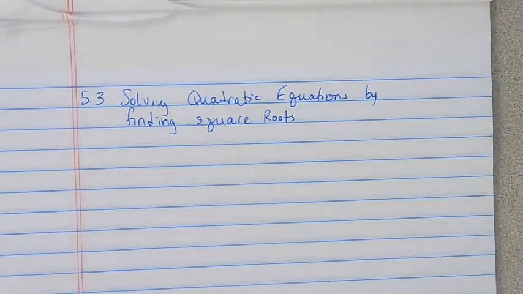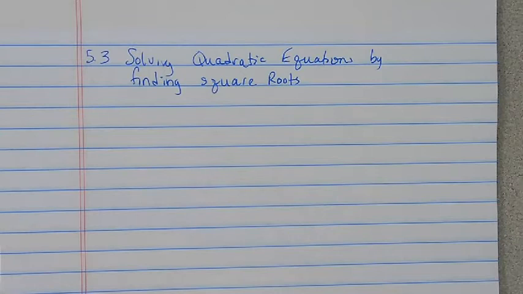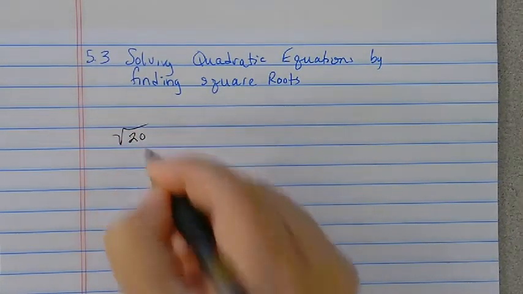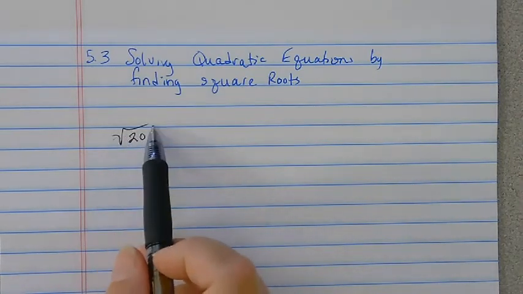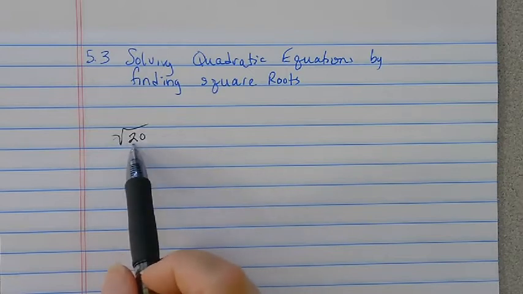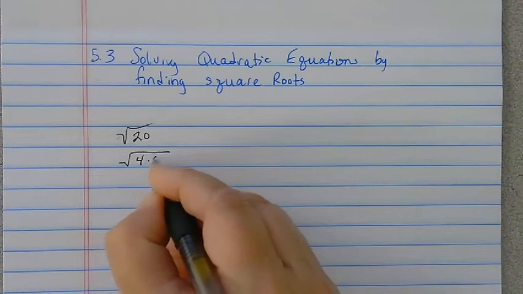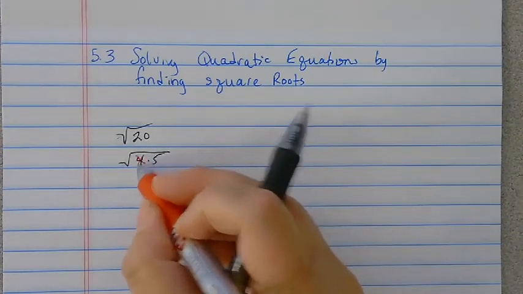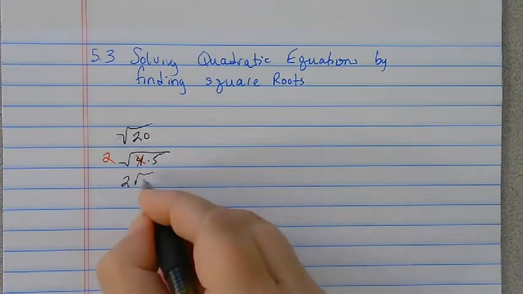This is lesson 5.3, solving quadratic equations by finding square roots. So up to this point, we've had things like radicals that we just simplified. I would say, okay, if this is a square root, I'm looking for numbers that are squares under here. So I would change the square root of 20 to be 4 times 5. And then I would know that the square root of 4 is 2. So this would be simplified to 2 square root 5.